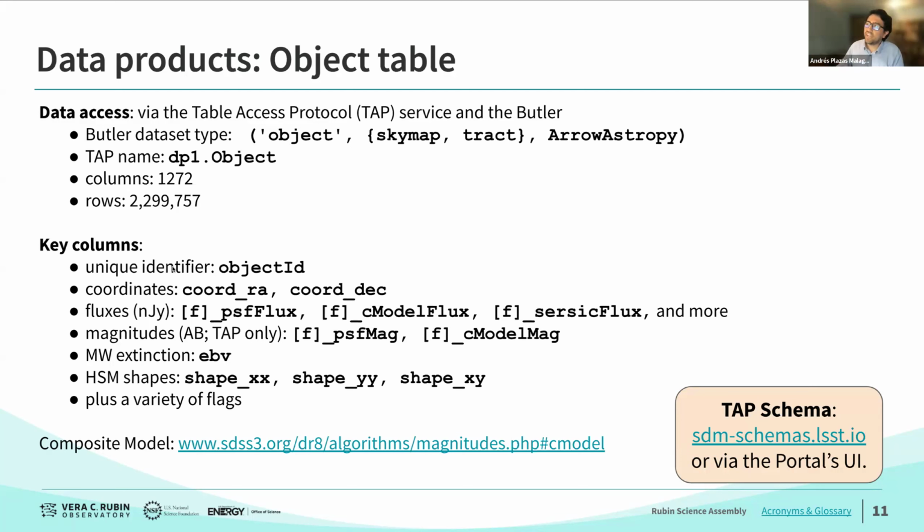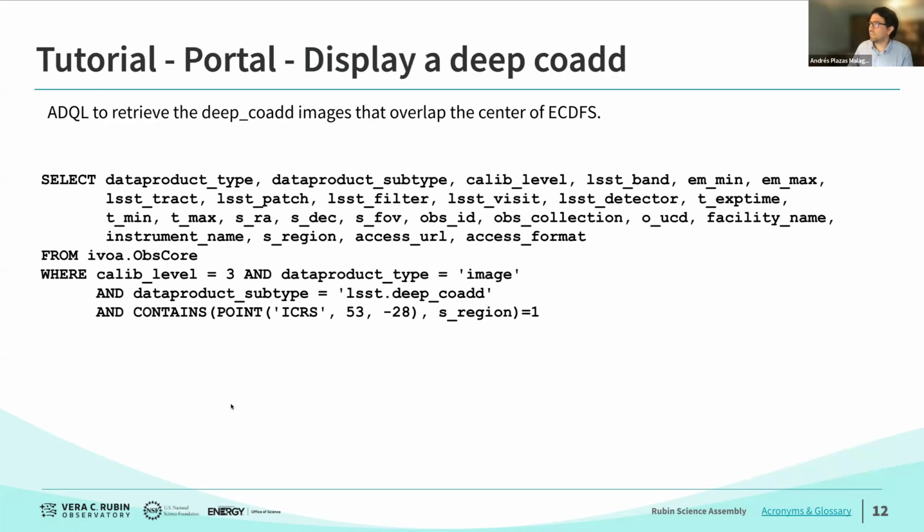So here we list a few key columns out of these 1,300 columns that are important: the unique identifier, the celestial coordinates, different types of fluxes in nanojanskys, fluxes per band, and magnitudes in the AB system that are already calculated when you retrieve the table via TAP. You also have extinction using the Schlegel dust map, SFD98, and shapes if you're interested in the shapes of objects, in this particular case the Hirata, Seljak, and Mandelbaum shapes, and a variety of pixel flags and quality flags that you will have to figure out how to use in order to get a purified sample of whatever you need. So these are some of the key columns.